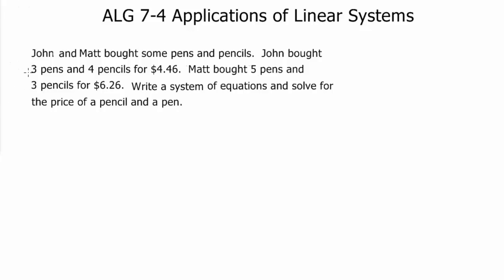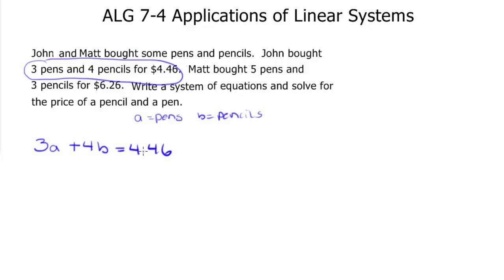When we do this, our first equation has to do with John here. Okay, we're just dealing with this. So let's say A stands for pens, we'll just do that, and B stands for pencils, because you have to know what you're dealing with here. So 3 pens, we don't know how much they are, so it'd just be 3 times A, plus 4 pencils, 4 times B, equals $4.46, because we know he spent $4.46. He bought 3 pens at some price and 4 pencils at some price, and that's what we have to find. So that's the first equation.